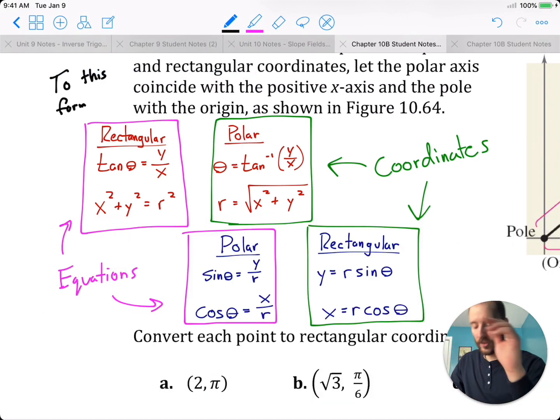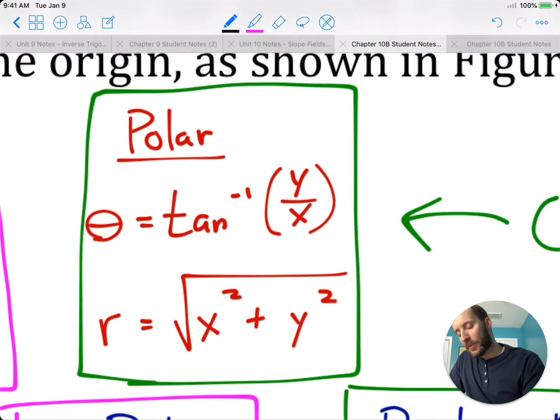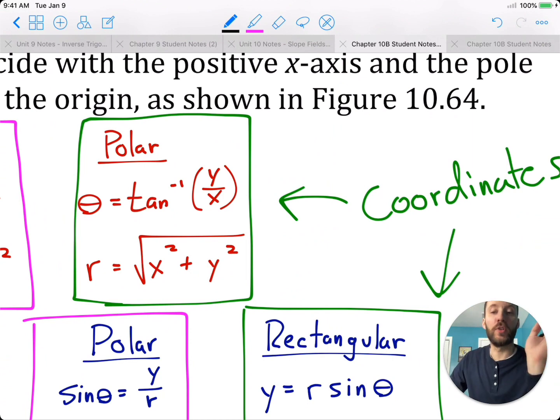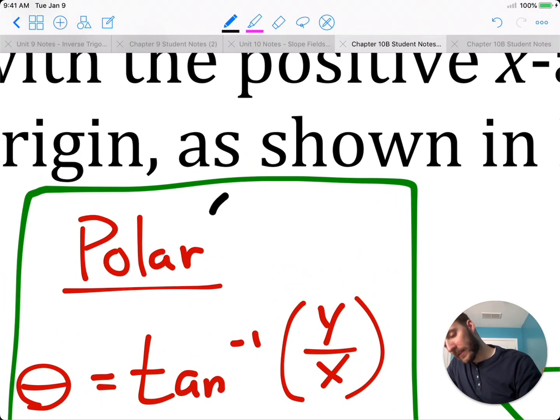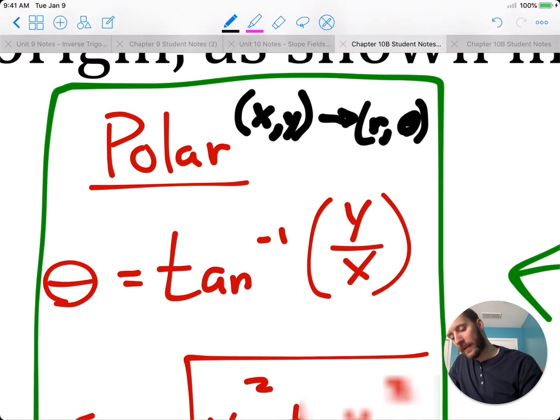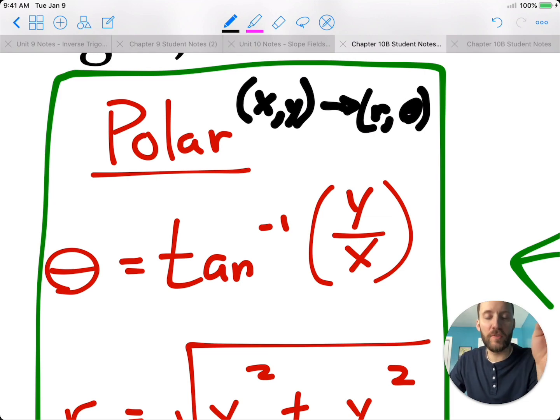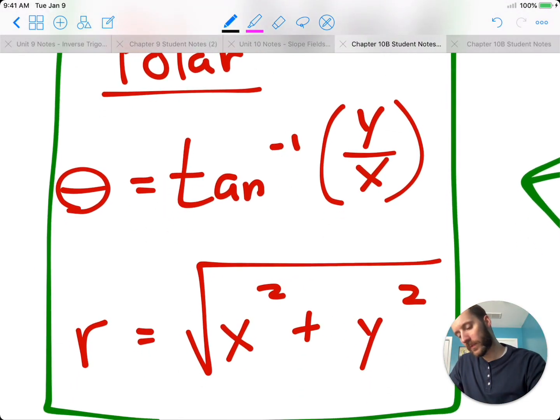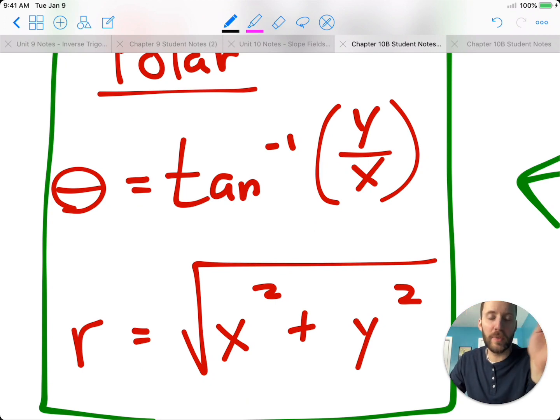So equations, as there are conversions for equations and coordinates. For example, let's look at the polar coordinates. We're going to polar form. That means you're in rectangular form. You have an x and a y. So here going x comma y to r comma theta. X and y, do inverse tangent of those, gives you your theta value. Little Pythagorean theorem, square root x squared plus y squared, gets you your r value.